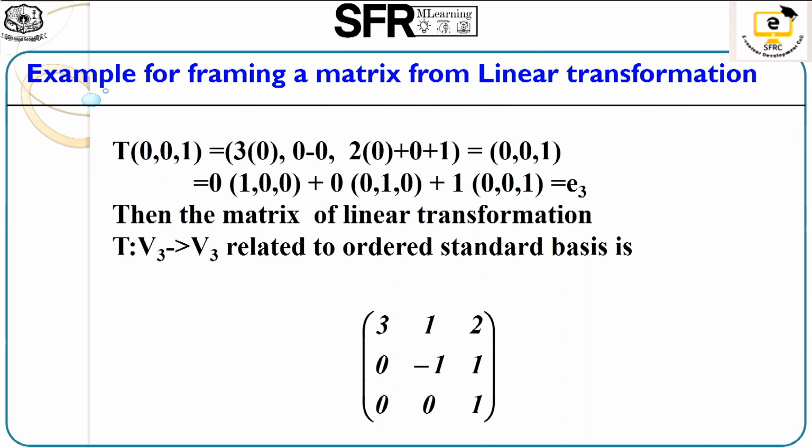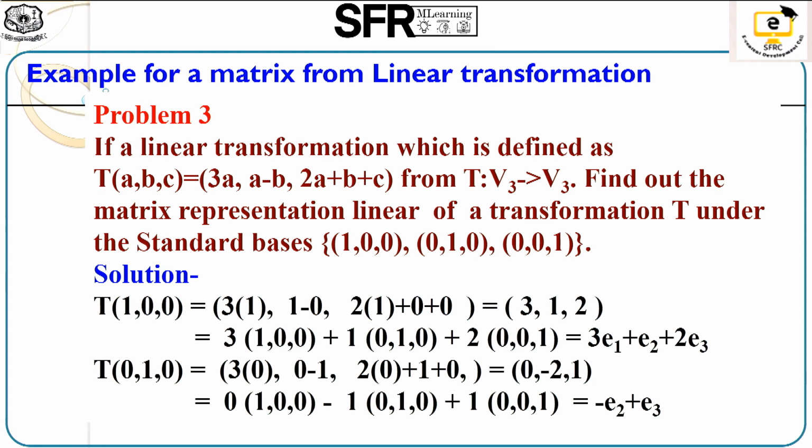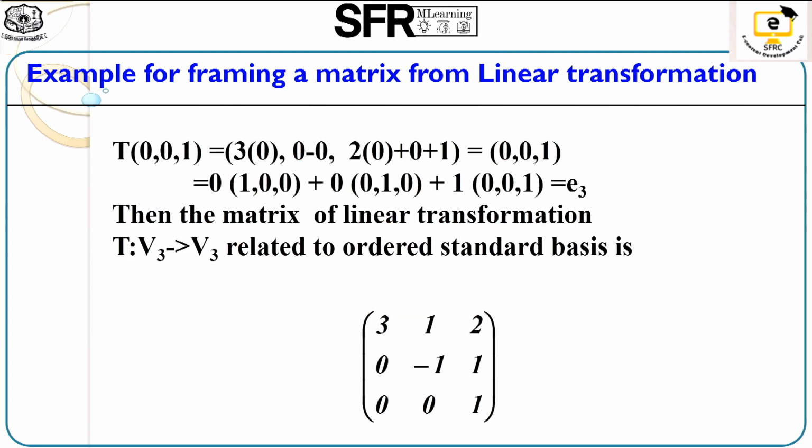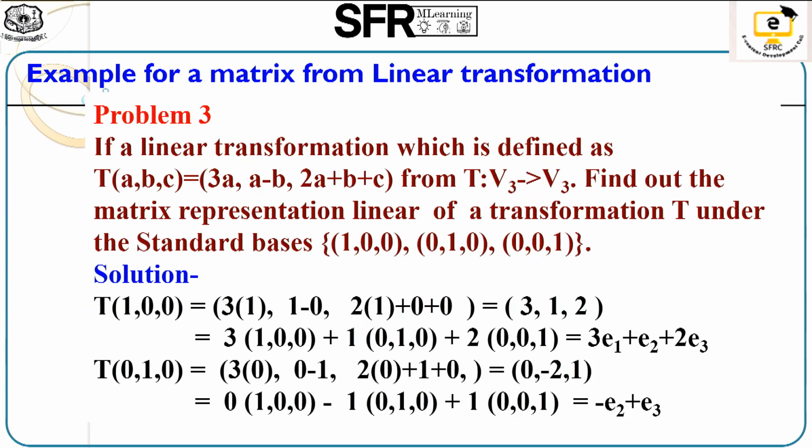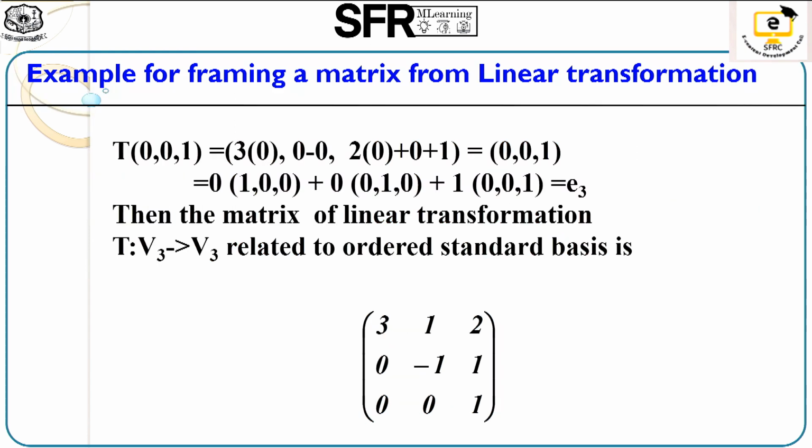Then the matrix of the linear transformation T, a function from V3 to V3, is related to the standard basis. Here the first row is 3, 1, 2, you write it row wise. The second row: e1 is 0, e2 is minus 1, e3 value is 1, so we substitute 0, minus 1, 1. The third row is 0, 0, 1.